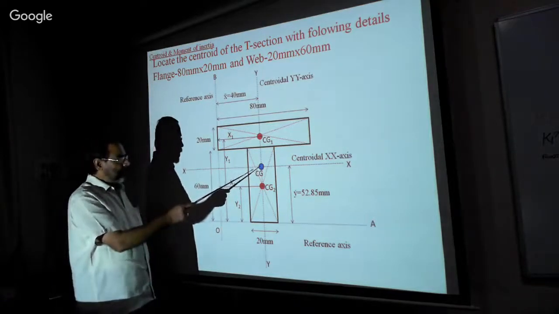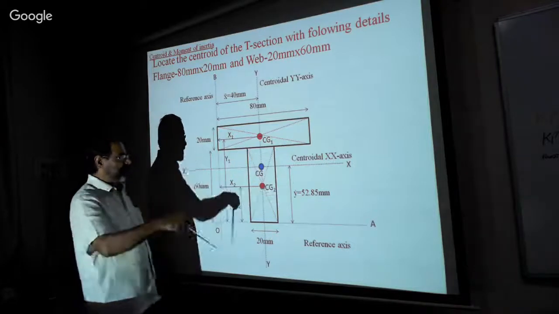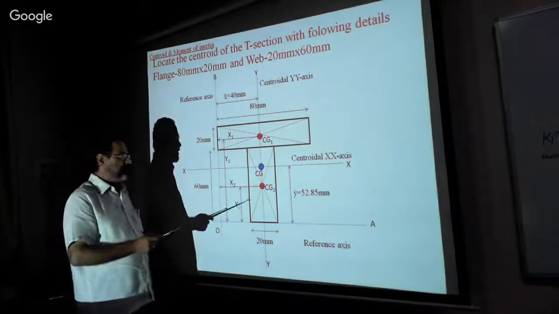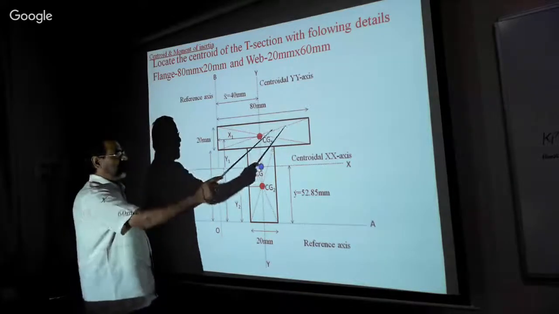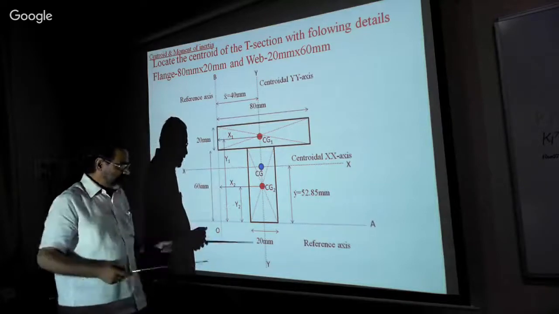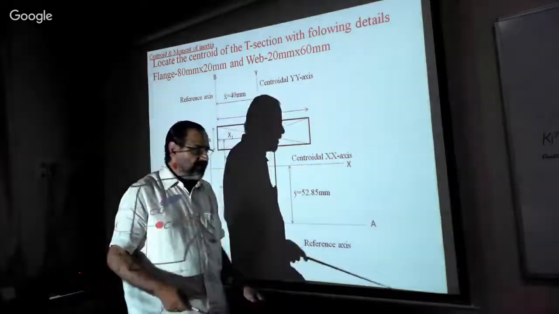Now, locating the centroid for this T section is a little laborious. We need to do some exercise. So therefore, this is section 1, this is section 2. We already have derived this, and in the previous classes we have discussed it.